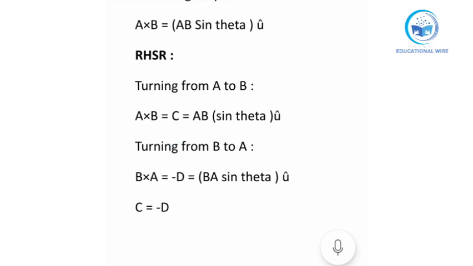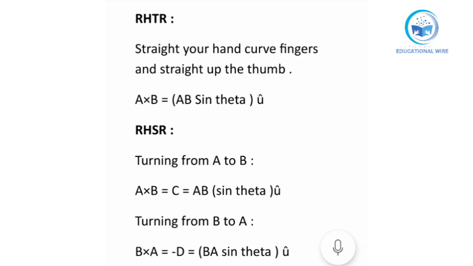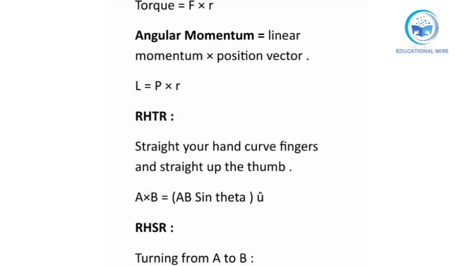So we can write here that A multiplied by B is equal to minus B multiplied by A. Okay, hope you are understanding. Now let's make a diagram first. In the right hand thumb rule, it's a rule for the vector product.